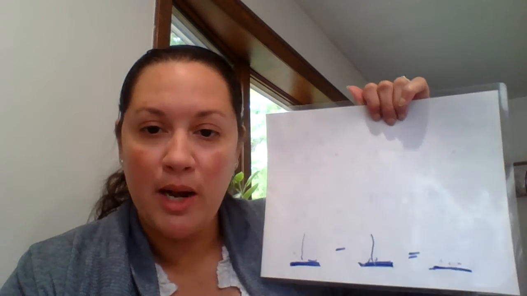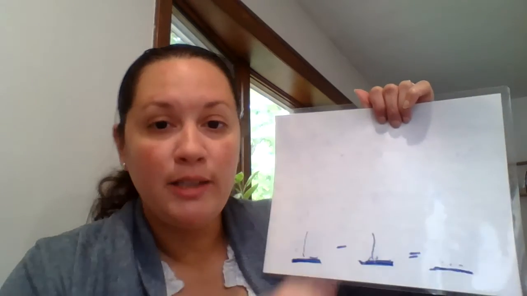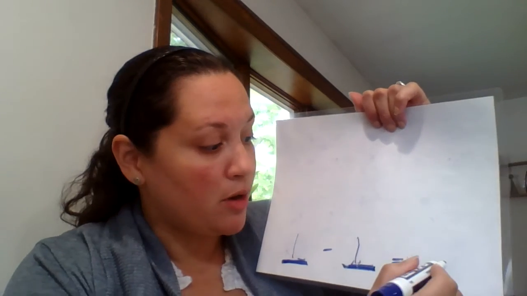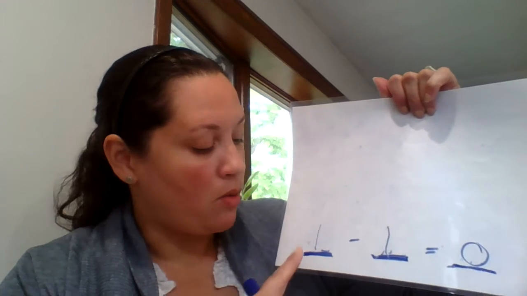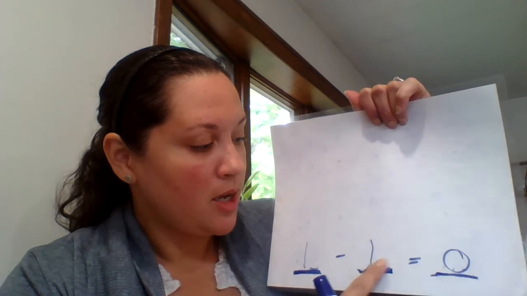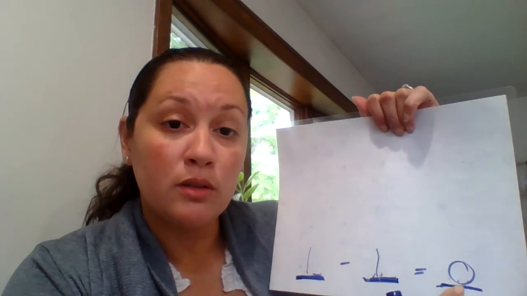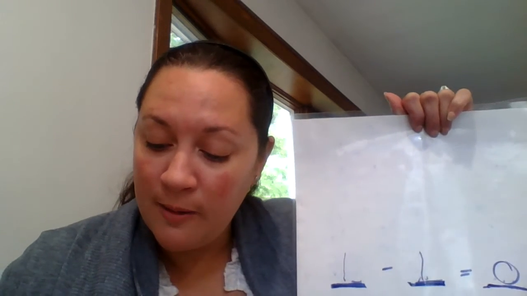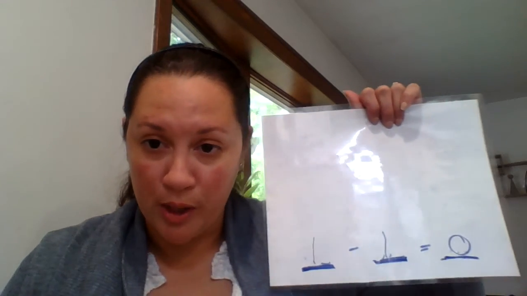So that one donut is gone. How many are left? Well, I see nothing left. So that means there's 0 donuts left. So 1 donut, take away 1 donut equals 0 donuts. So we finished our math subtraction story.